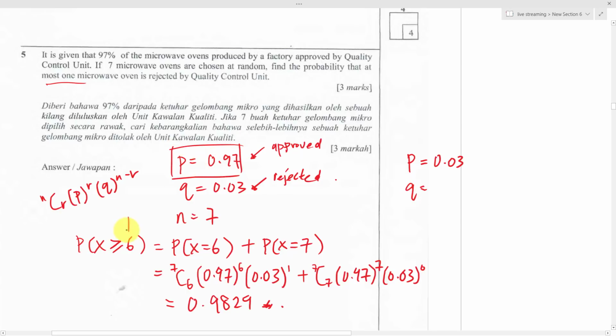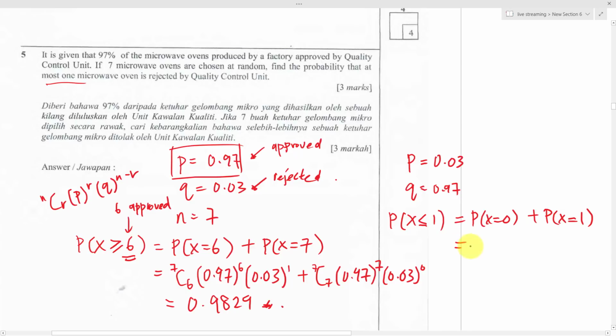So if I do P, this one means 6 approve, because the number R here is based on my P value. So if your P value you change to reject, then you can do the 7C1. So this one changes to 0.97. Then at most 1 rejected means X must be less or equals to 1. Then you will do X equals to 0 plus X equals to 1.